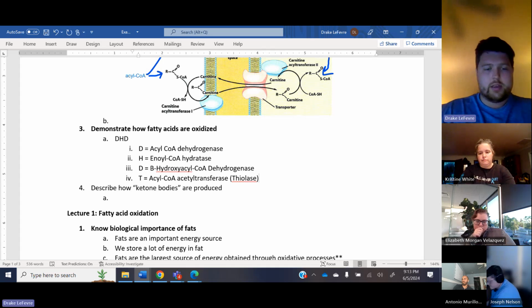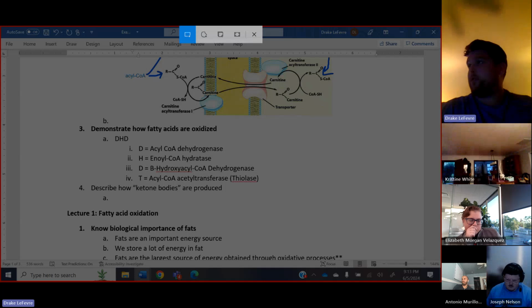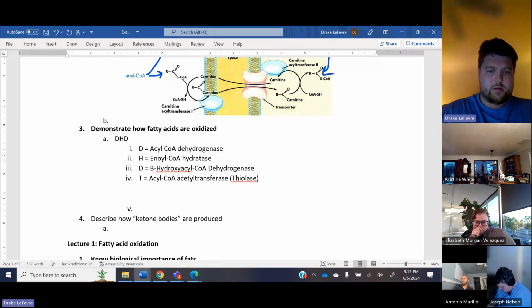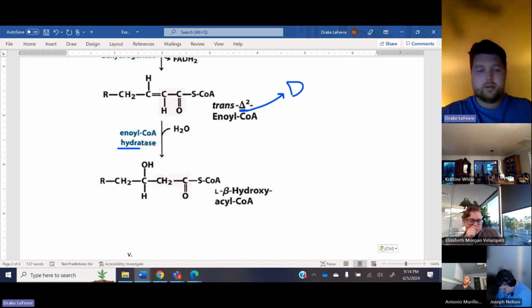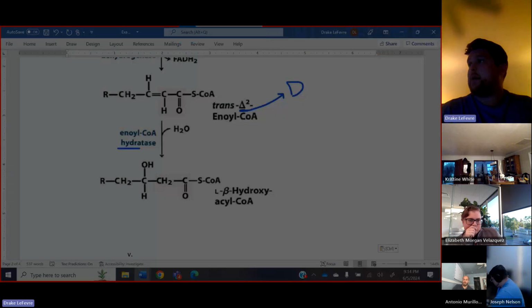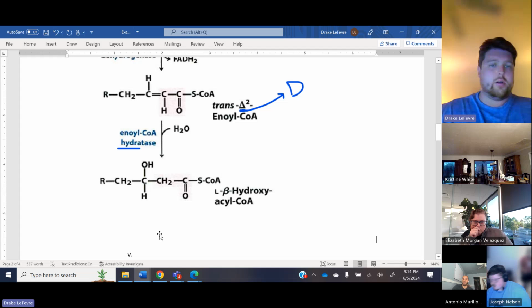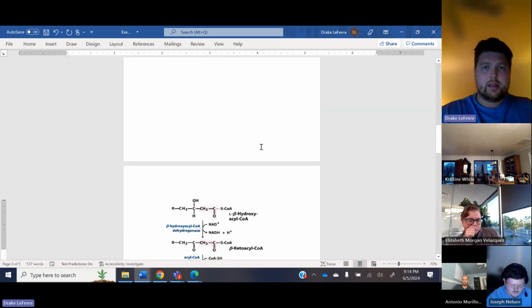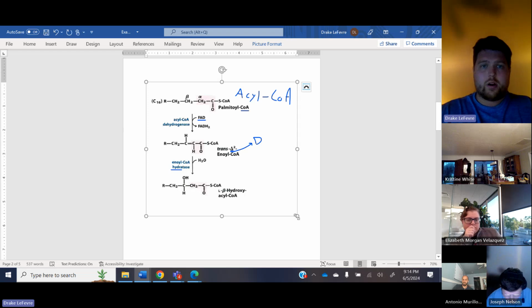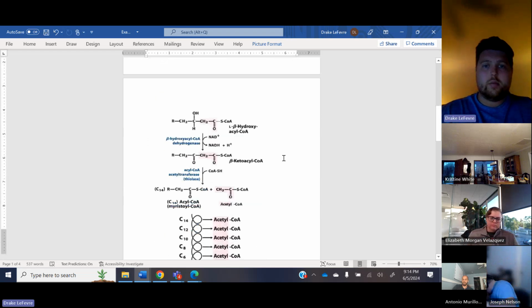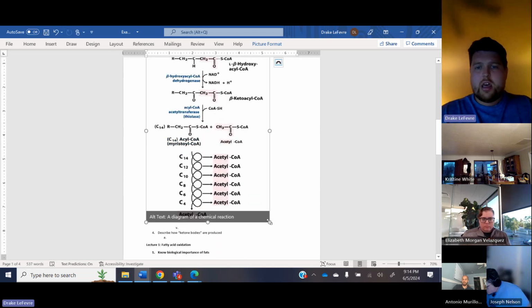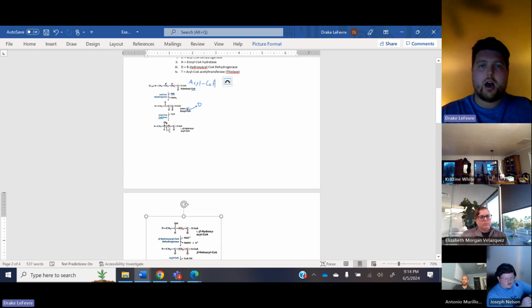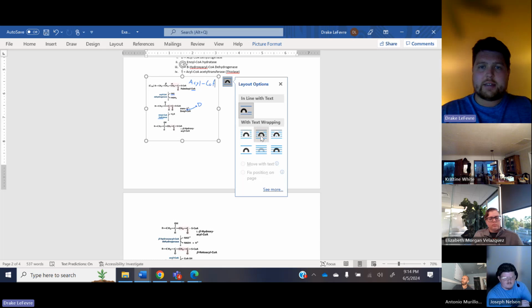This whole thing is going to be repeated a couple of times. I'm going to throw the picture in here. These steps are just repeated over and over again until we get to the size that we desire for our fatty acid chain.